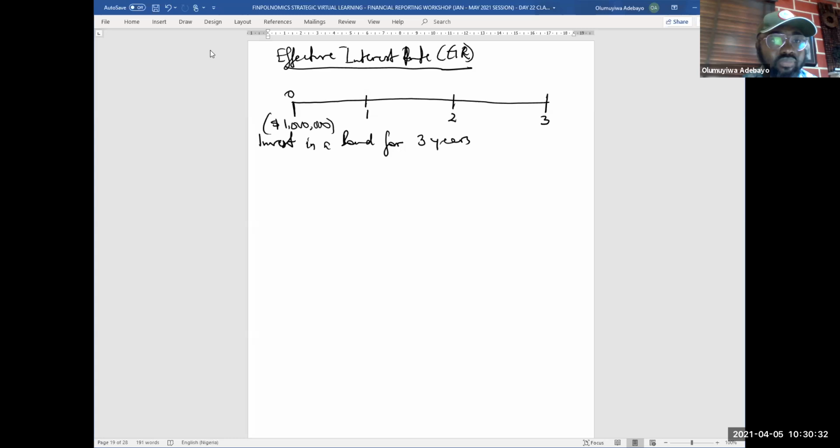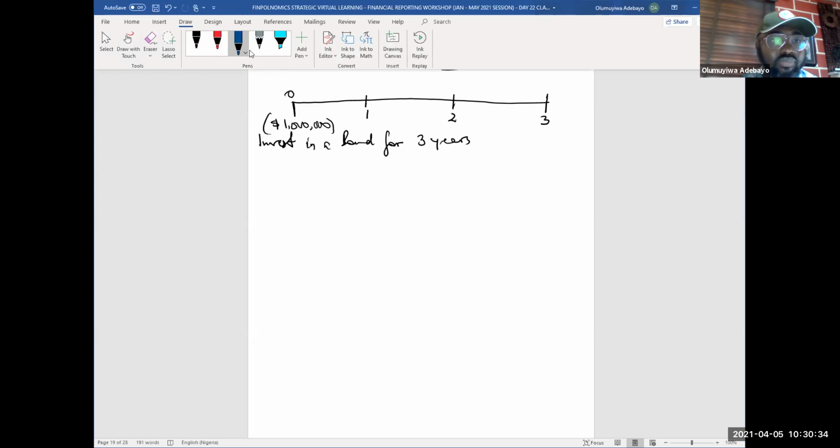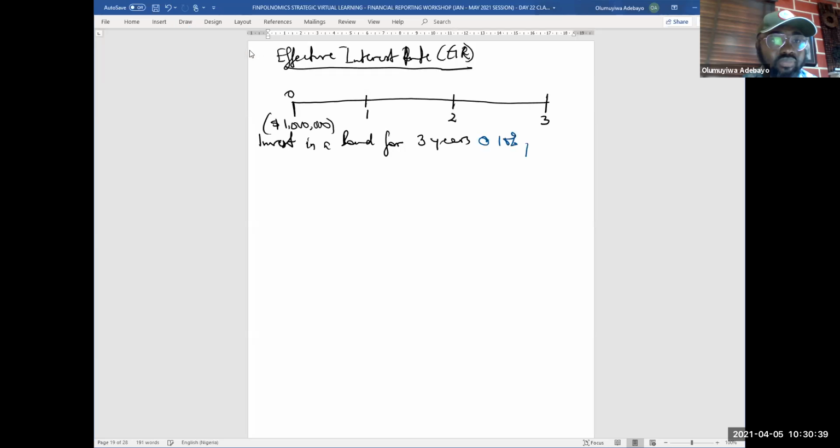In year 1, let's say the bond attracts a 10% coupon per annum. It means in year 1, you are entitled to a positive cash flow of $100,000. In year 2, you are entitled to a positive cash flow of $100,000. In year 3, you are entitled to a positive cash flow of $100,000. And you have to get back your $1 million.